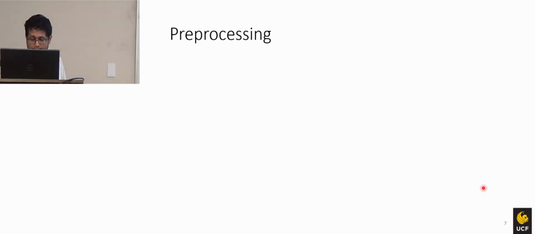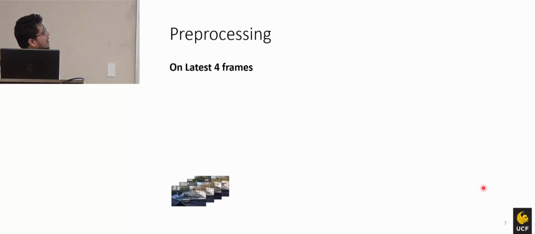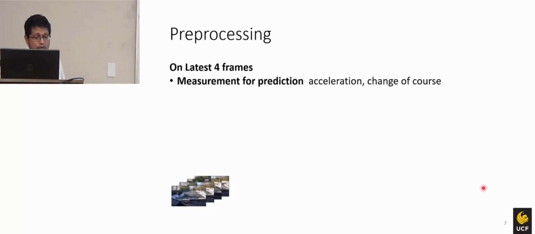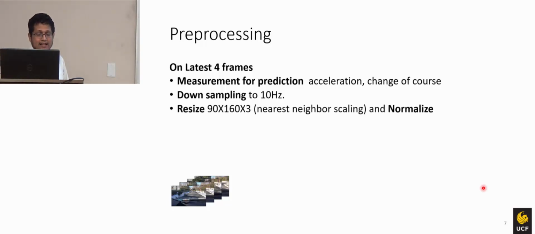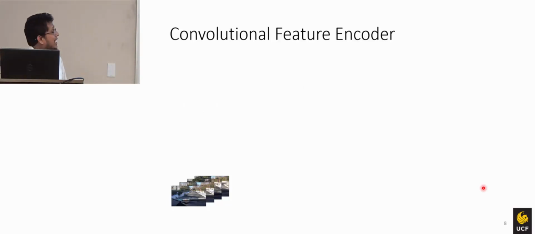First, the preprocessing. Before the input goes through the CNN, it is processed as follows: we take 4 frames at a time and measure from the vehicle sensors the acceleration and change of course. And then we downsample the video data to 10 Hz, resize it to 90 by 160 by 3 images, and normalize it. After that, these downsampled, resized images are fed to a convolution layer.